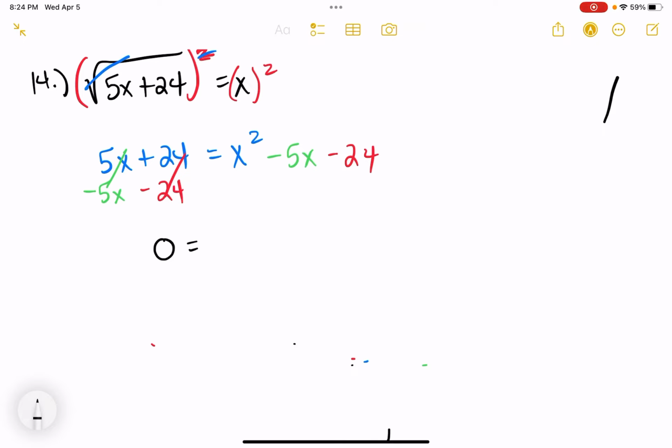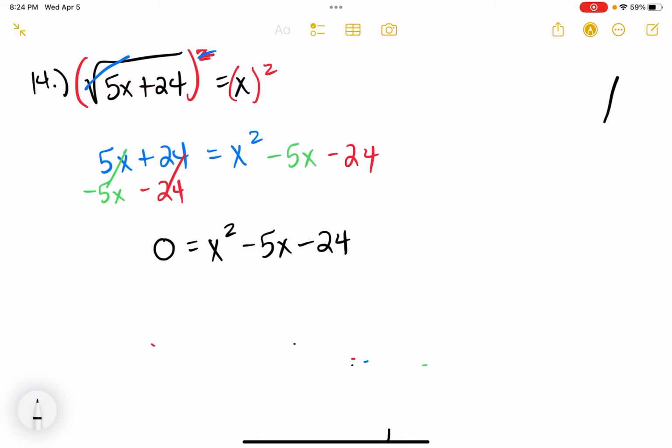And now you cannot subtract 5x from x squared. They're not the same thing, okay? One has a square on it, one doesn't. So it just stays x squared minus 5x minus 24. You can't subtract the 24 from the 5x because that 24 doesn't have an x on it, okay? So what you're going to do now is you have to factor this.